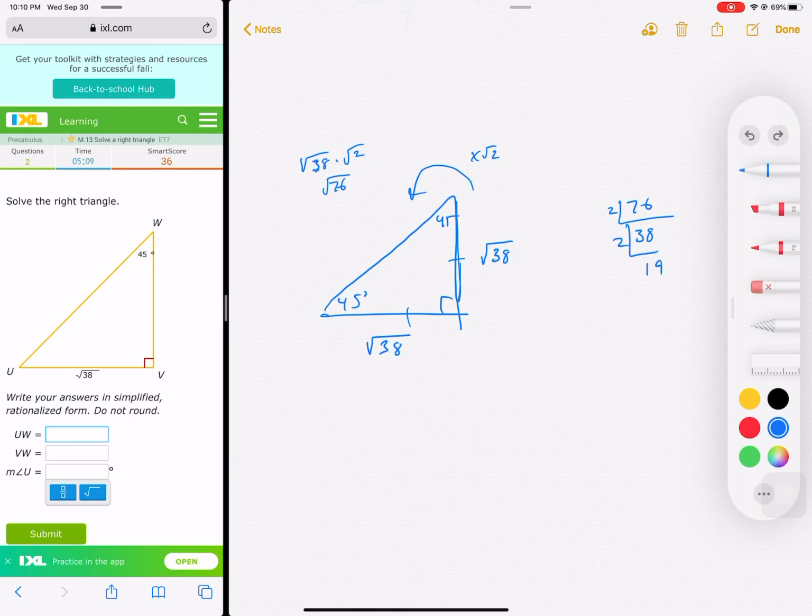So we do have a pair here. It's a pair of 2's left over 19. You could probably have seen that right here, because 38 is really 2 times 19, and we had a pair of 2's automatically, so we could have skipped that step.